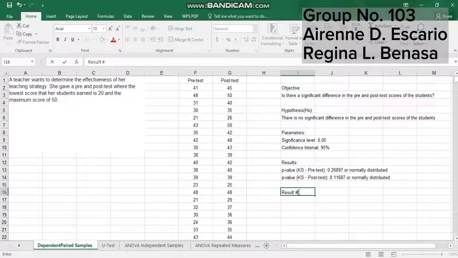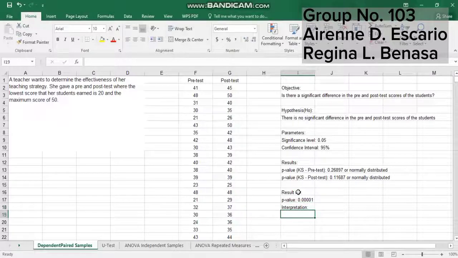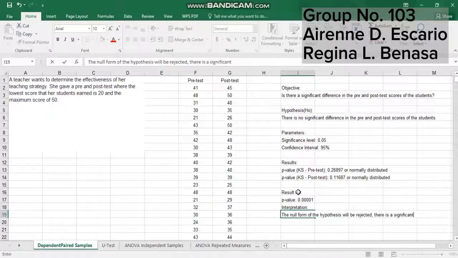Result number 1. The p-value is 0.0001, and for the interpretation, the null hypothesis will be rejected. There is a significant difference in the pre and the post-test scores of the students.